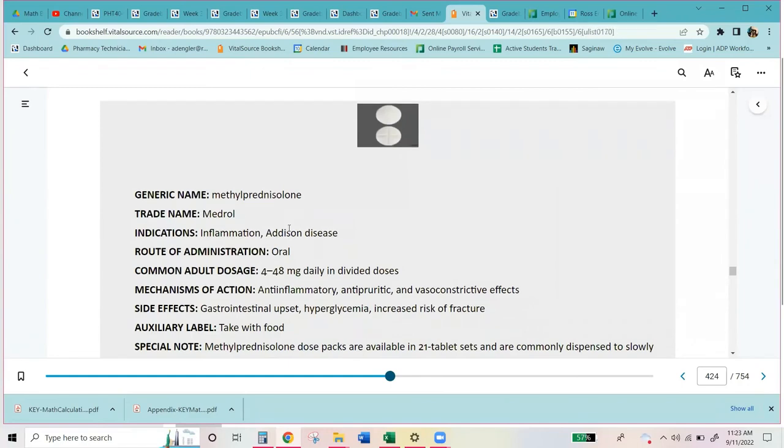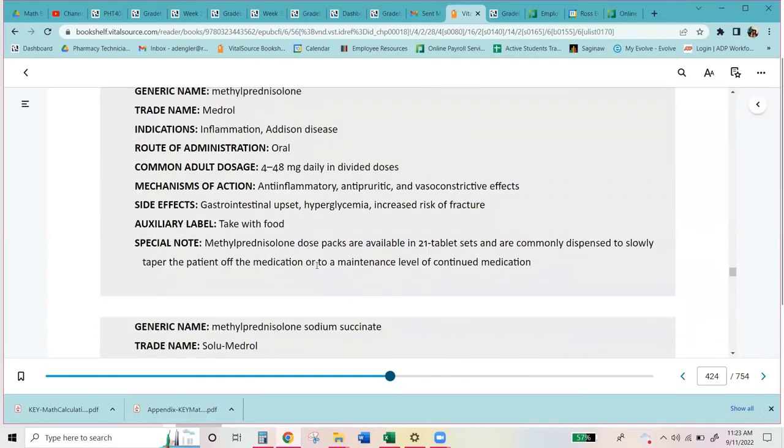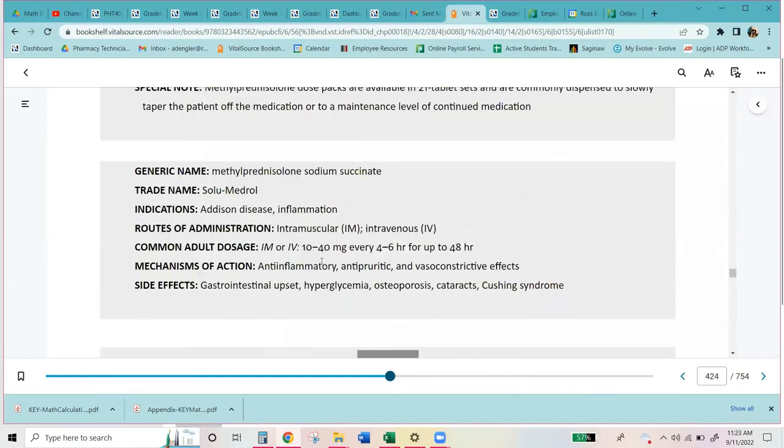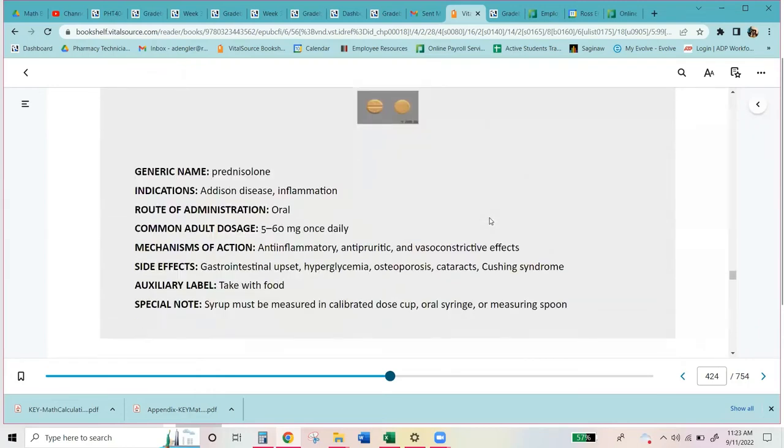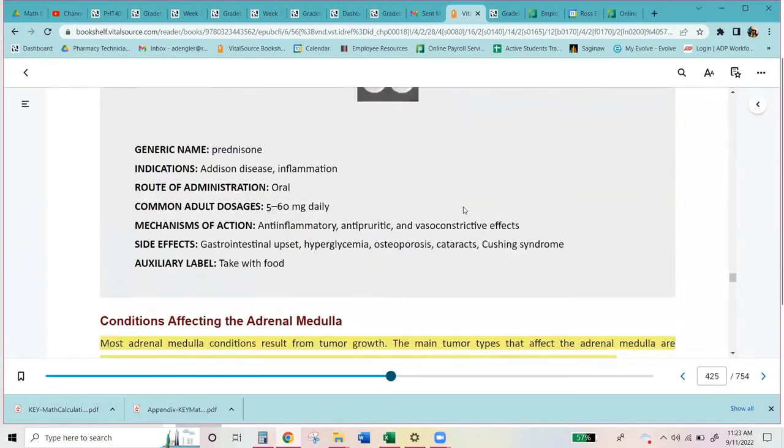Medrol, methylprednisolone, is also prescribed orally. Solu-Medrol is available as an intramuscular and intravenous injection. Prednisolone is also used for Addison's disease. This is oral. It can be a liquid or a chewable, or maybe an ODT too now.